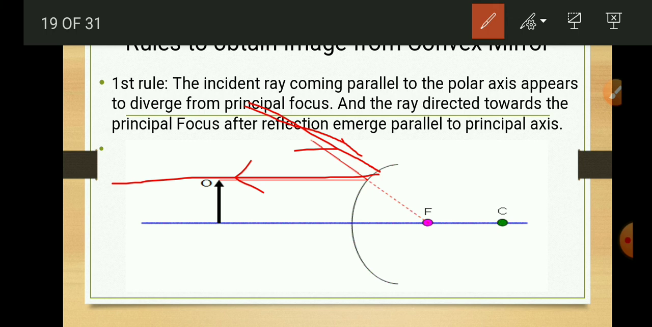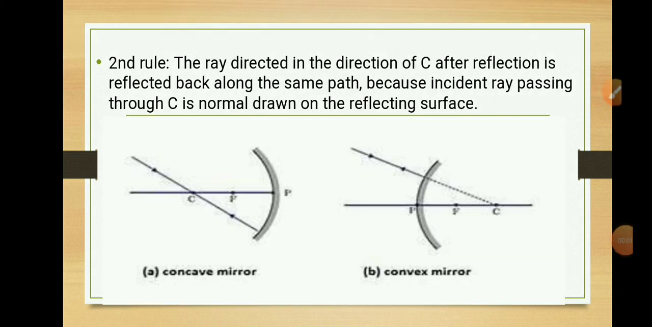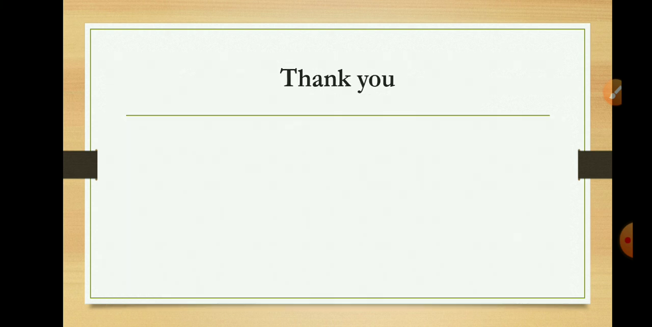The second rule is: the ray directed in the direction of the center of curvature, after reflection is reflected back along the same path. This we discussed just now. The ray follows the same path after reflection because the incident ray passing through the center is a normal drawn on the reflecting surface. And so the reflected ray follows the same path; it goes back through the center of curvature only. So all these are the rules to obtain an image by spherical mirrors.